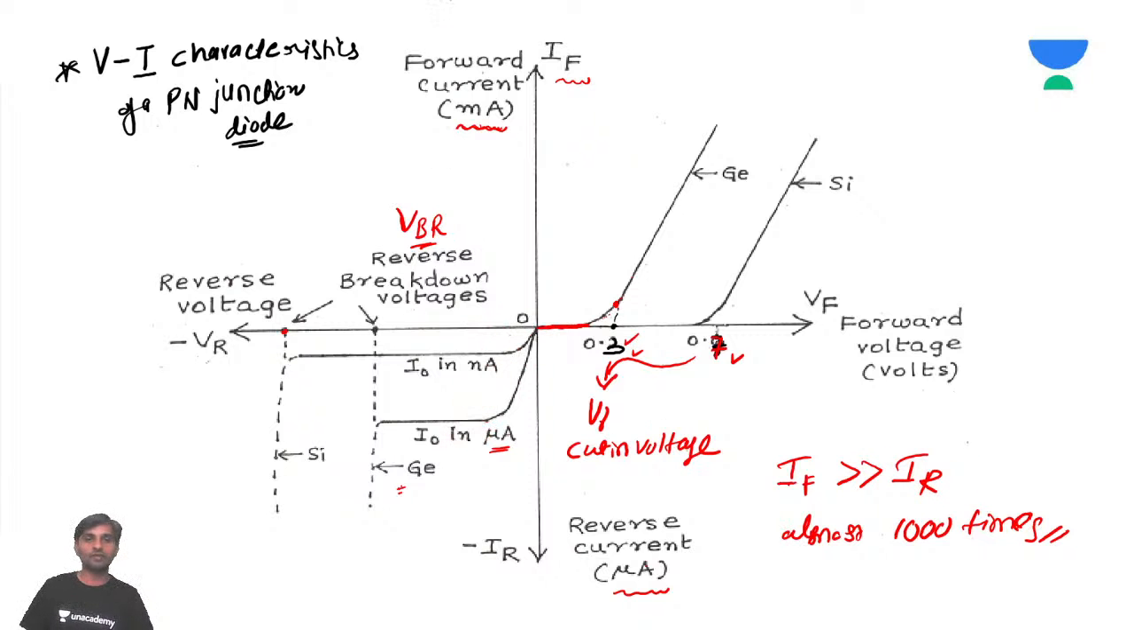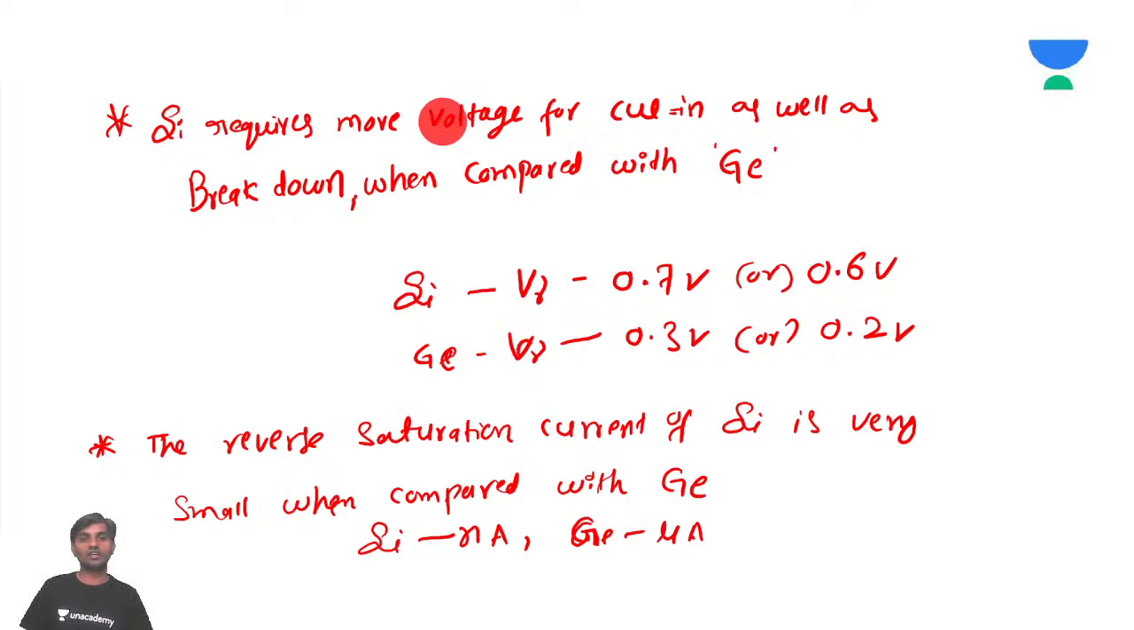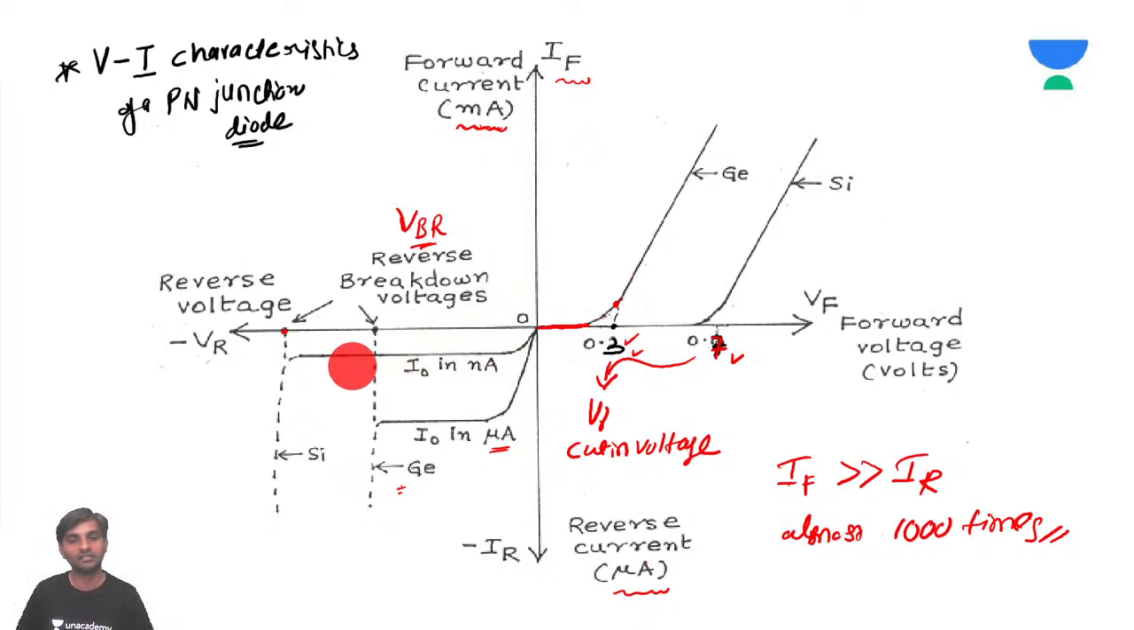And you can also see some conclusions we have written. The first conclusion is silicon requires more cut-in voltage to start the conduction when compared with germanium. You can see here silicon needs 0.7 volts or 0.6 volts for the conduction, whereas germanium needs only 0.3 volts or 0.2 volts, right? Another important point is the reverse saturation current of silicon is very small when compared with germanium. The reverse saturation current is in nanoamperes for silicon and in microamperes for germanium.